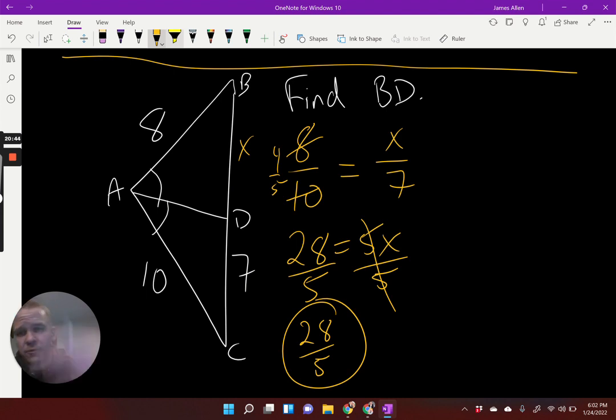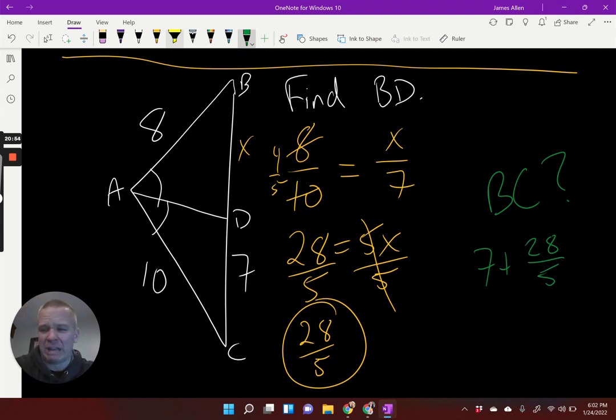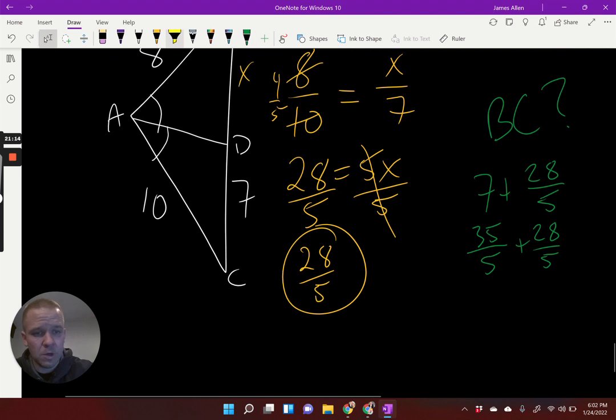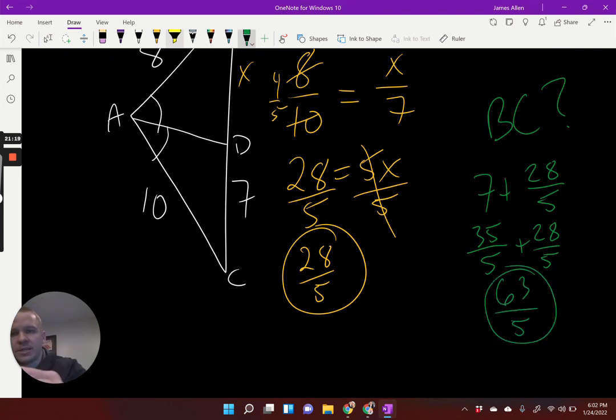Now, what if it asks for BC? Another what if. Okay, so I would do 7 plus 28 over 5. Oh, I can't do that. I can't add fractions. Yes, you can. I need a common denominator. So this is going to be 35 over 5 plus 28 over 5. I multiply the 7 by 5 over 5, get my common denominator. Now I'm ready to add. I get 63 over 5. Awesome.